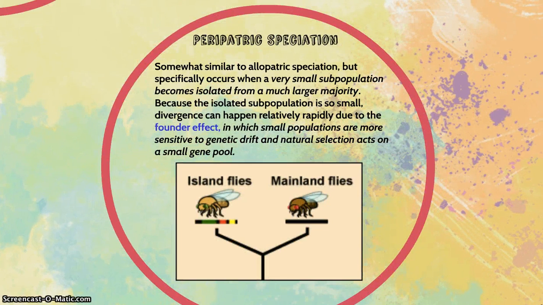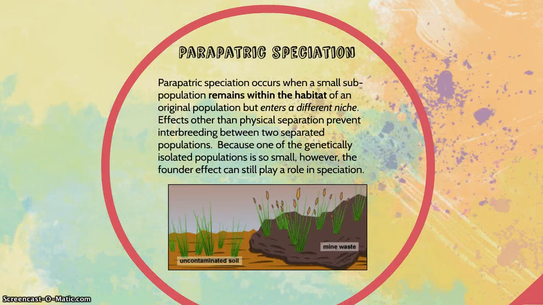Parapatric speciation occurs when a very small subpopulation becomes isolated from the larger majority. And because the gene pool is so small, there is what we have called founder effect. So the small populations, because of their very, very small gene pool, adapt and change very, very quickly and become separate from the main population.